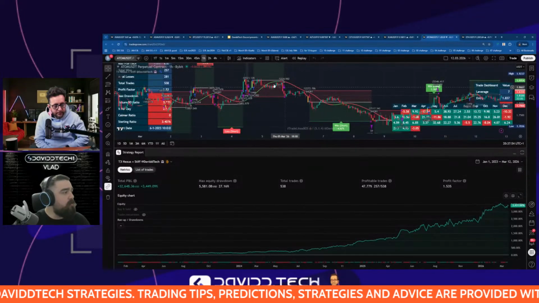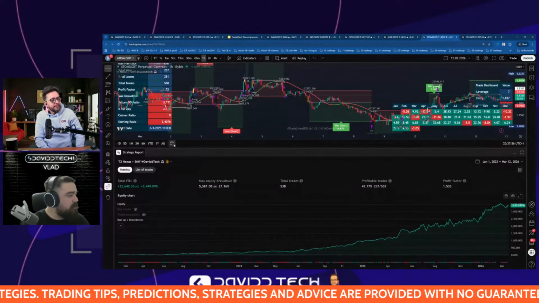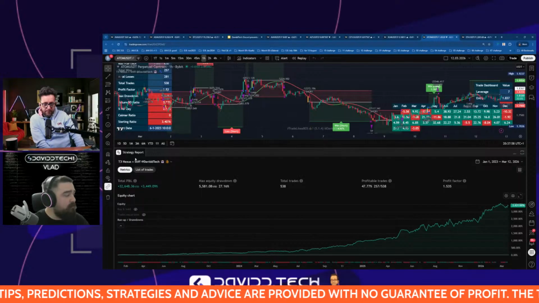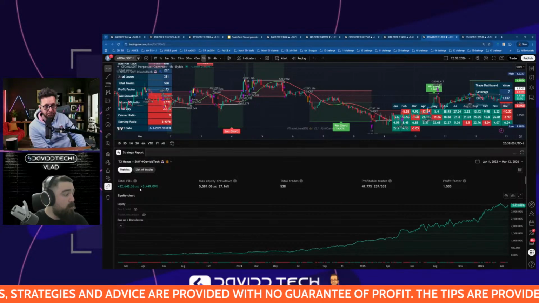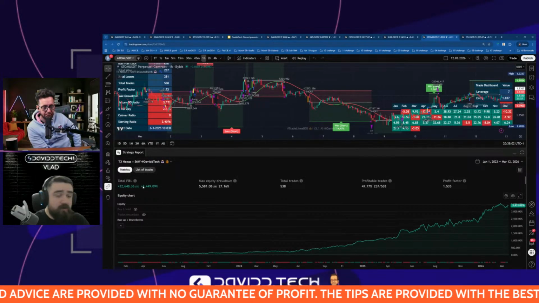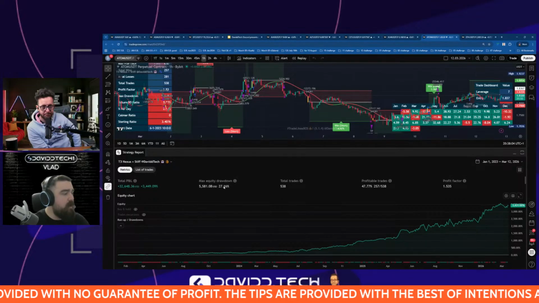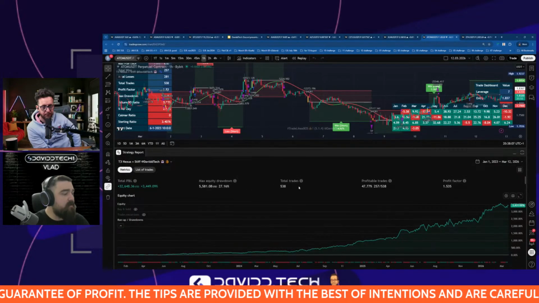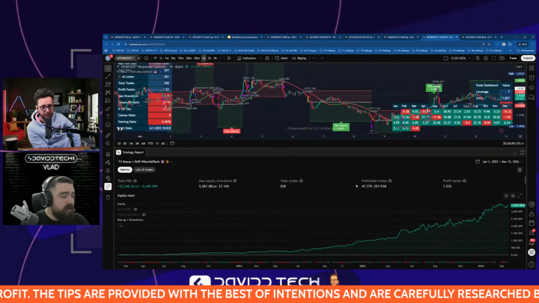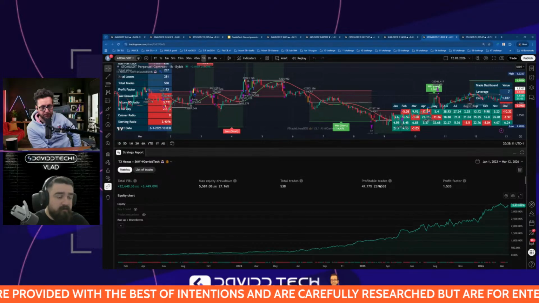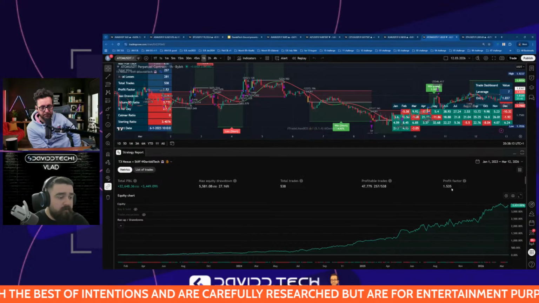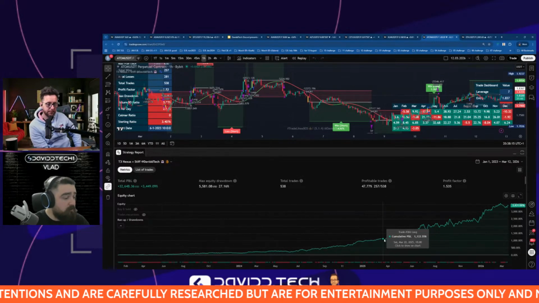Next, we have Atom on 1 hour. We have the T3 Nexus and the stiffness. Again, one of the very best strategies within David with a performance of 3,450%. Very good. Maximum drawdown 27%. Total trades 538. The win rate 47%, and a profit factor of 1.53. Equity curve looks pretty good as well.